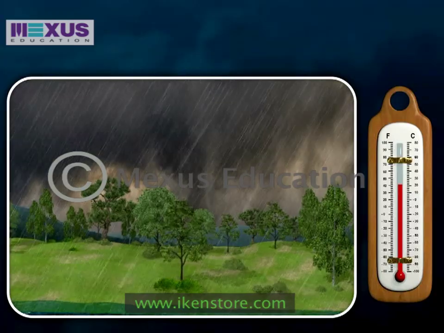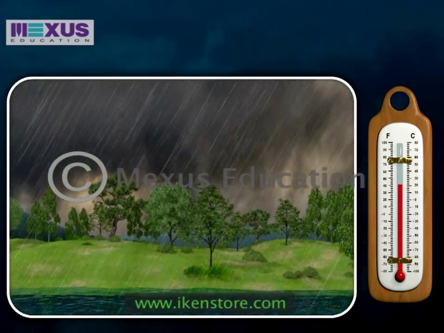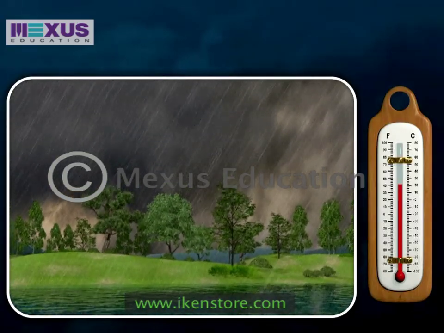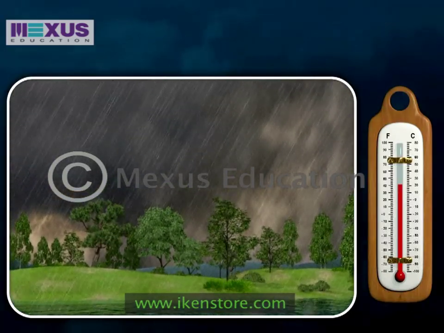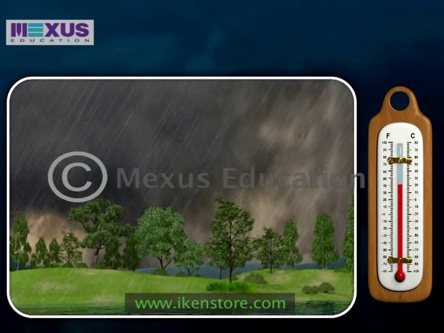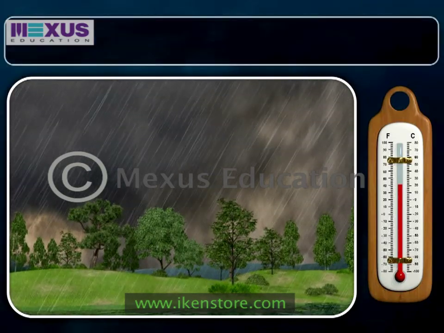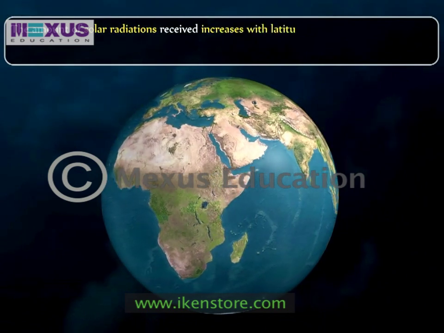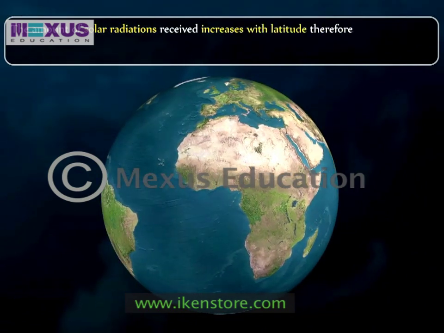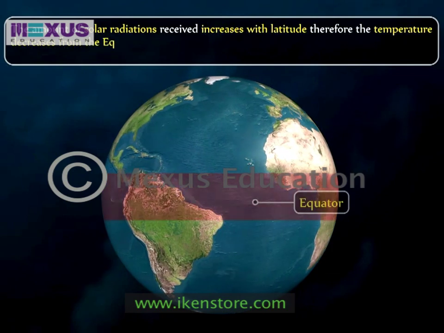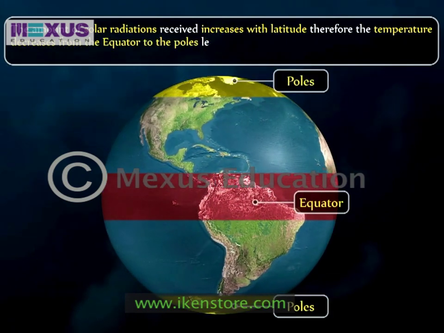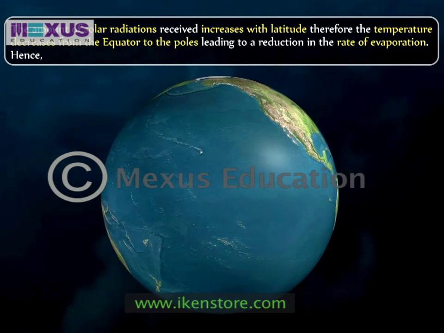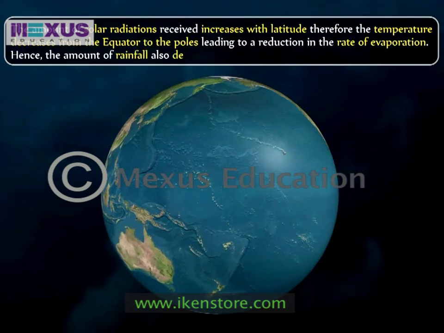Temperature and rainfall are the two most important elements of climate. Not only temperature, but also rainfall of a place is affected by various factors which ultimately affect the climate. The amount of solar radiation received decreases with latitude. Therefore, the temperature decreases from the equator to the poles, leading to a reduction in the rate of evaporation. Hence, the amount of rainfall also decreases.